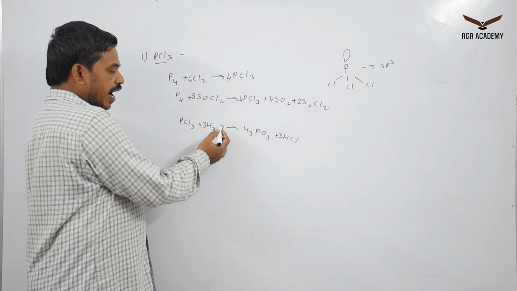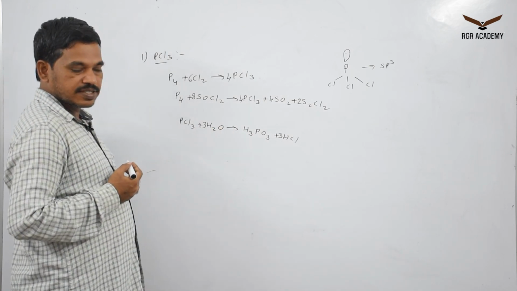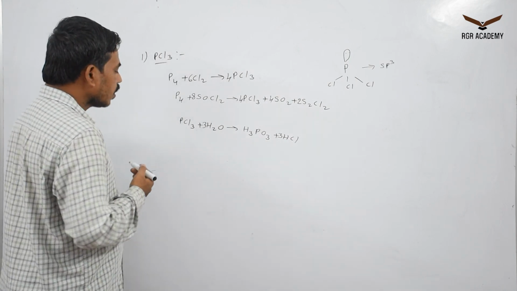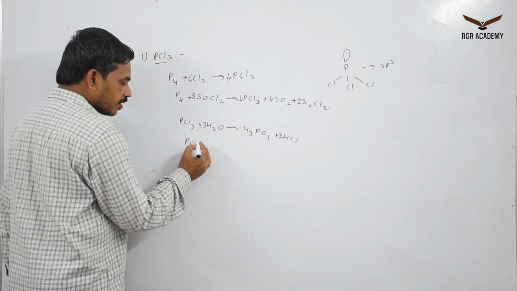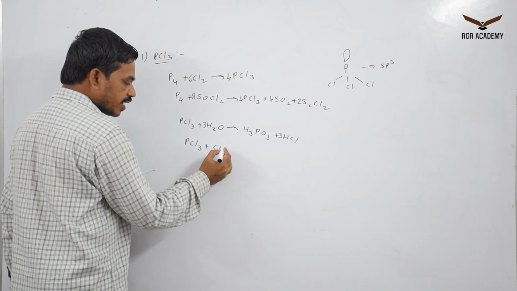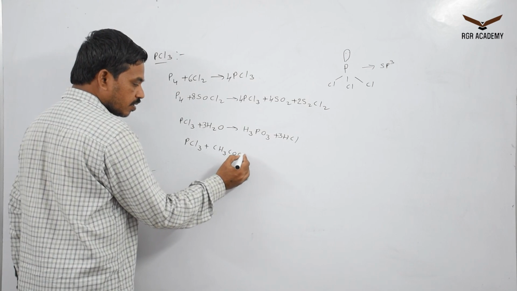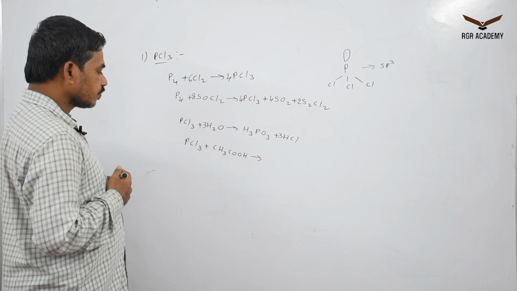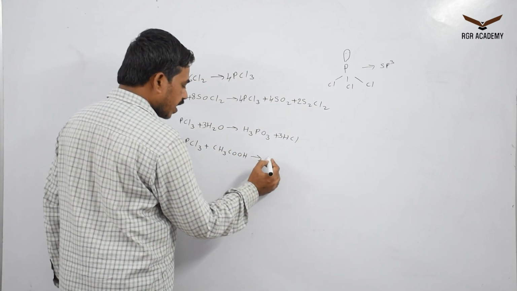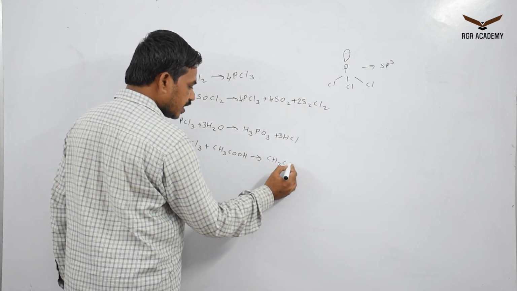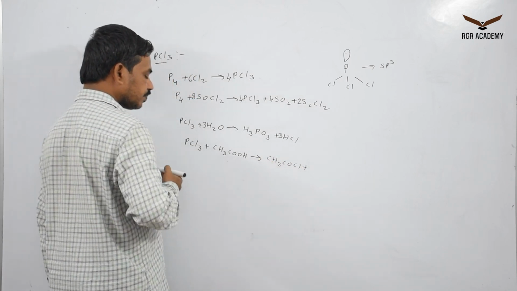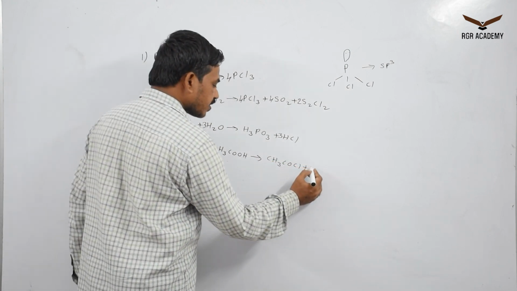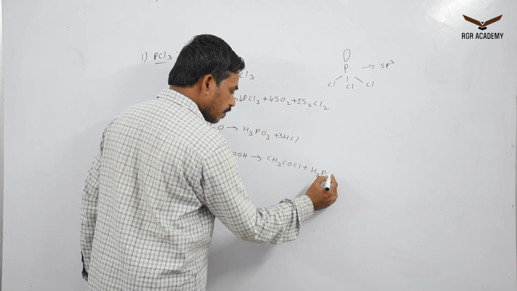Phosphorus trichloride on hydrolysis forms phosphorus acid. What is the molecular formula of phosphorus acid? H3PO3. Next, phosphorus trichloride on reaction with acetic acid, CH3COOH, forms acetyl chloride, CH3COCl, plus phosphorus acid, H3PO3.